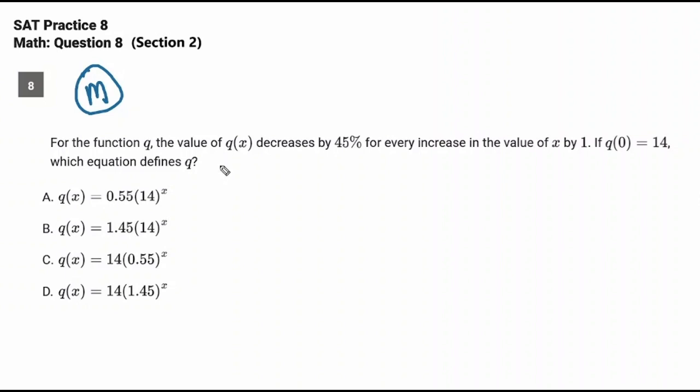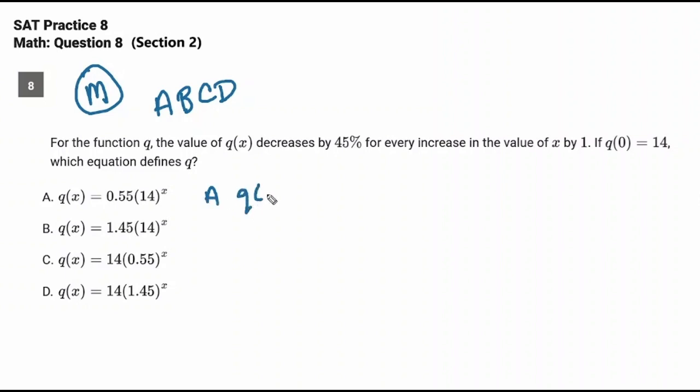There's really two steps to this problem, and the easiest way to do it is to go through each step individually. Write down ABCD, and the first step is just to see if you get q of 0 equals 14 for these answer choices. So I'm going to do A.